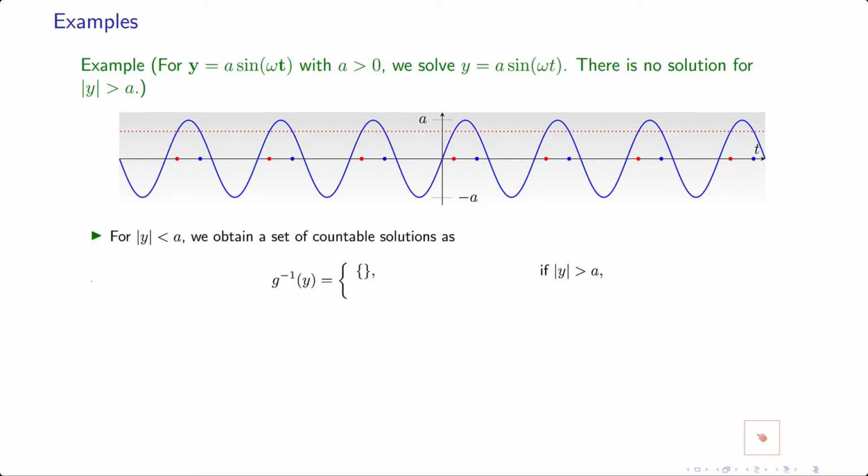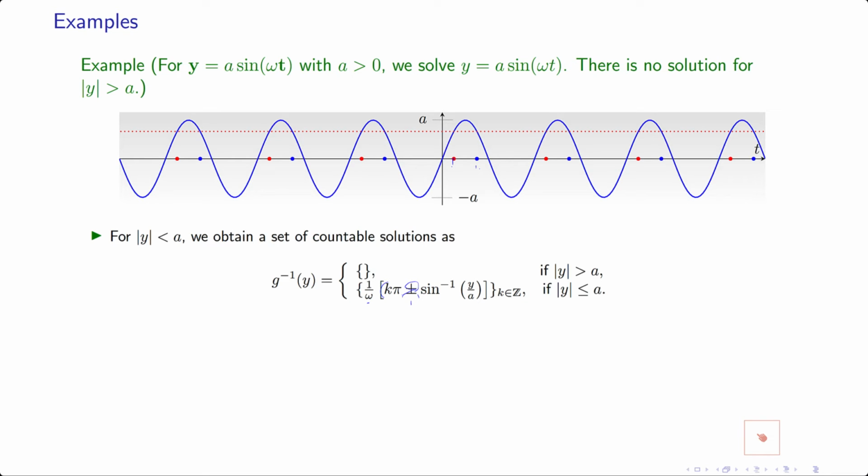So let us try to find the solution. I have to solve y equal to a sine of omega t. If y is bigger than a, no solution. If magnitude of y is smaller than a, I have two sets of solutions. One is sine inverse of y divided by a, plus or minus, and then you have multiples of k pi added to it and then divided by omega. So the plus ones are the blue ones, minus ones are the red ones, or vice versa, doesn't matter.